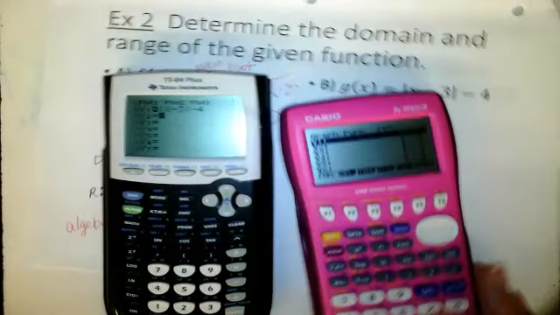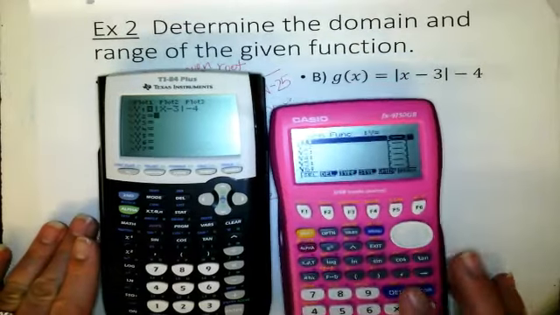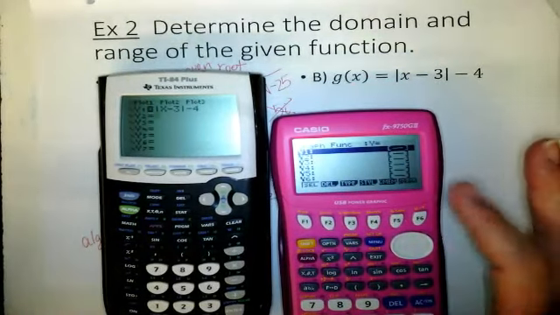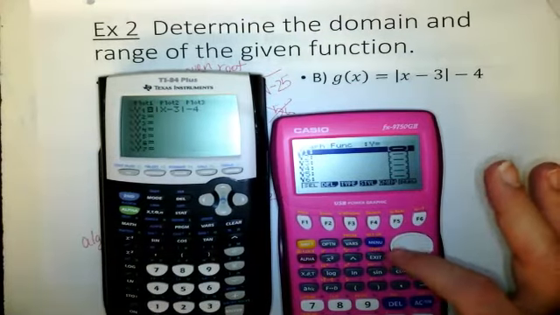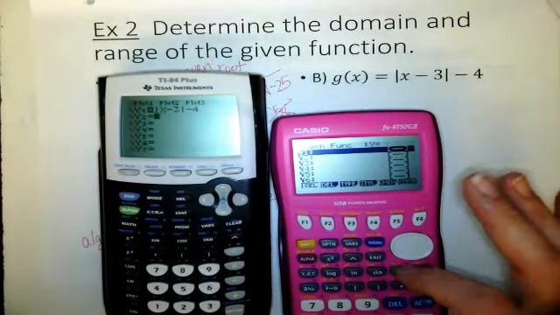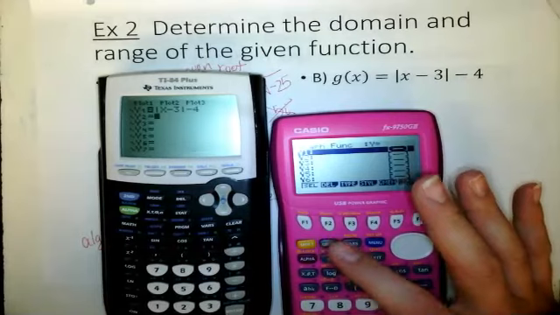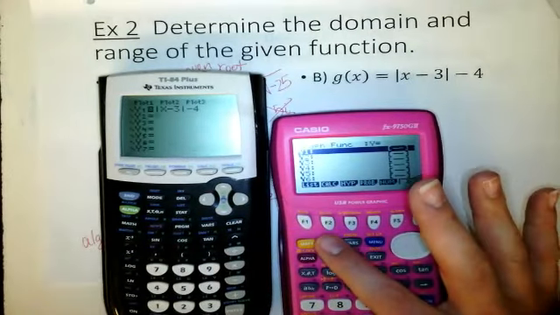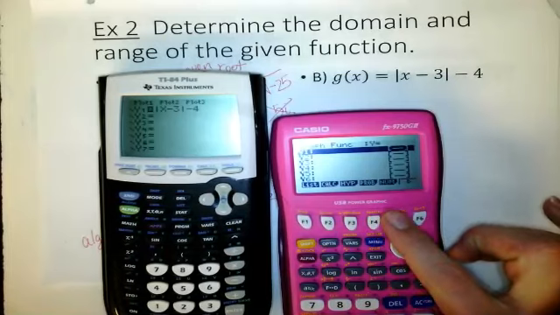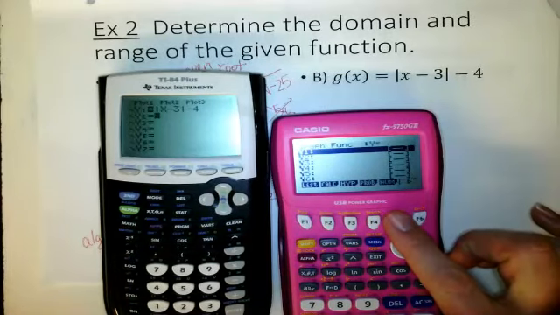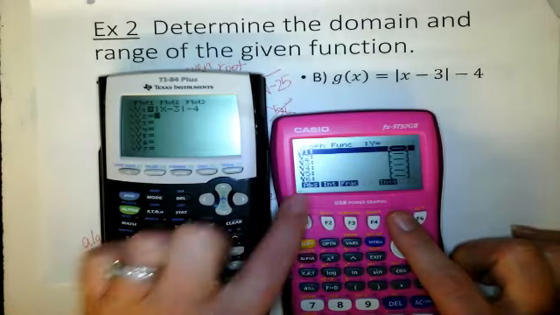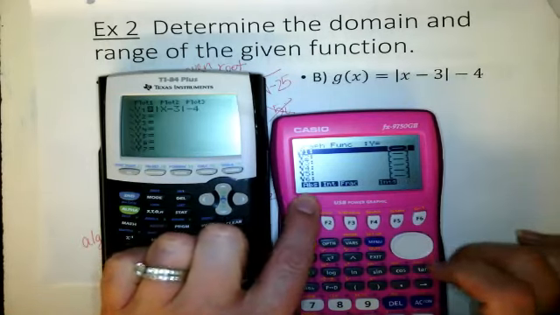For my Casio amigos, you're also in the y equals menu. You're going to hit option. And then you also have a number menu. So you're going to hit num, and there ABS is absolute value.